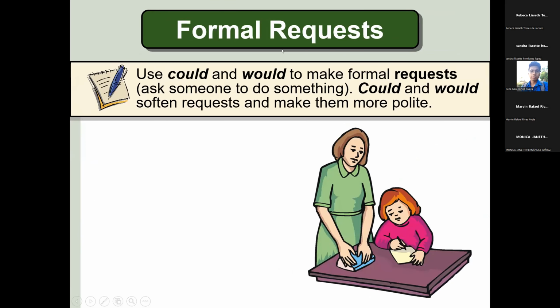So in English, we have formal requests. We can use could and would to make the formal requests. So could and would soften requests and make them more polite. This is suavizar, right? They soften the request and then make them more polite, más cortés, okay? Something more polite.